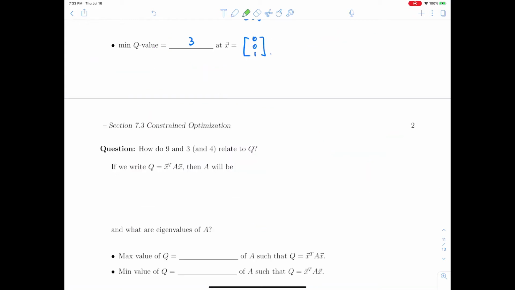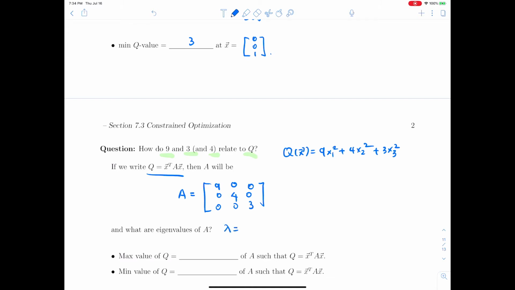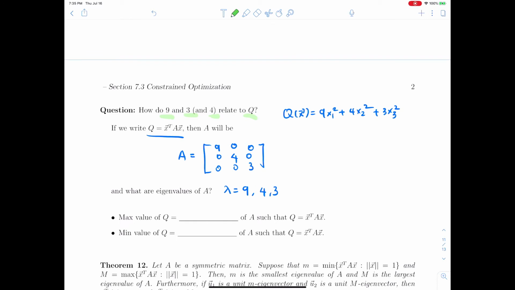So what do those max and min values mean? How do 9, 3, and actually 4 relate to Q? We had Q of x equals 9x1 squared plus 4x2 squared plus 3x3 squared. So A should be 9, 4, and 3, and there are no cross product terms, so we get a diagonal matrix. You can tell that the eigenvalues of A are lambda equals 9, 4, and 3. So the max value of Q should be the largest eigenvalue of A. On the other hand, the minimum value of Q is the smallest eigenvalue, when you write Q as the matrix-vector product.